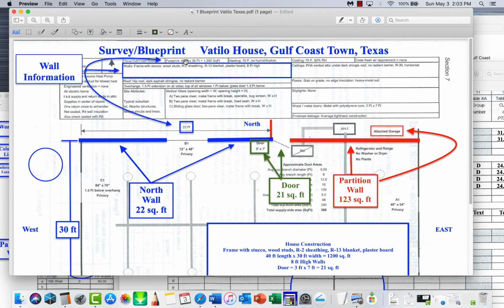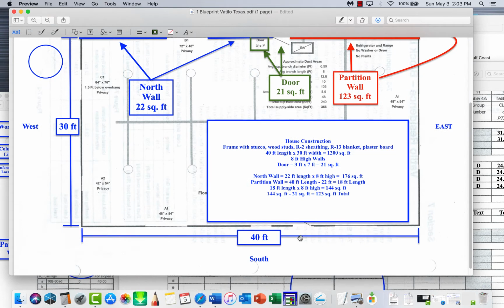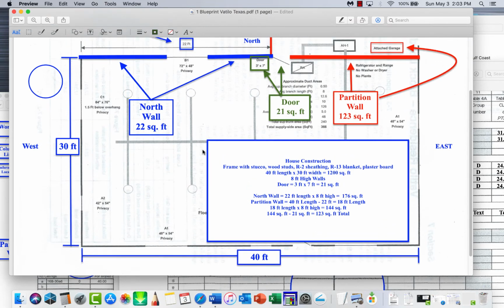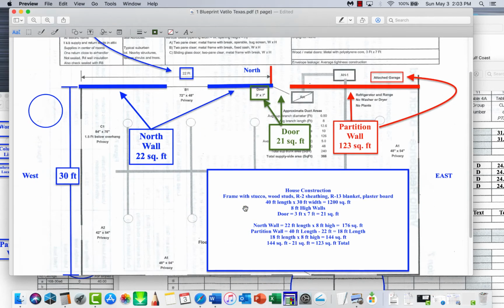All this information is found right here. And here's our footprint. In other words, how big and long is our actual house, 40 by 30. So we know this whole wall here is 40 foot long, and we're 30 foot wide. But we just want to know how big is this partition wall right here. Well, it's 22 feet here for the north wall. So if we take the north wall, 22 feet times 8 foot, that's 176 square feet.